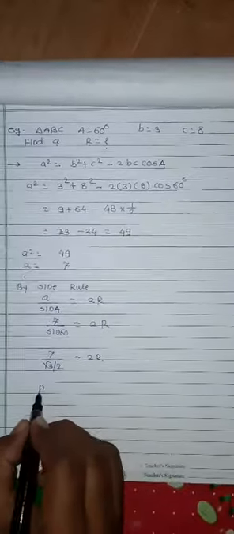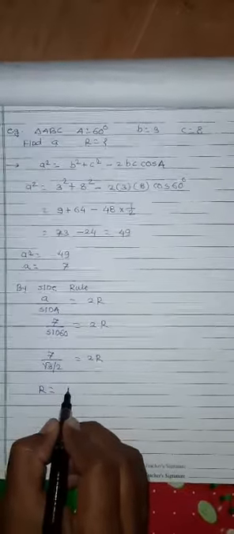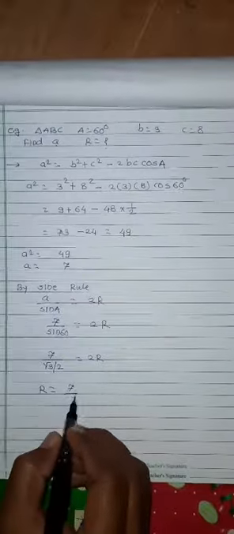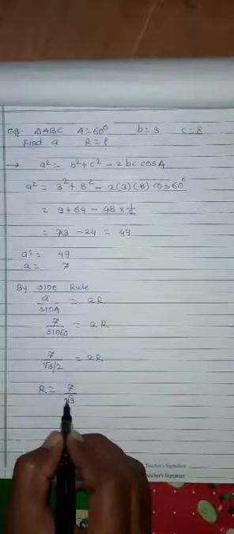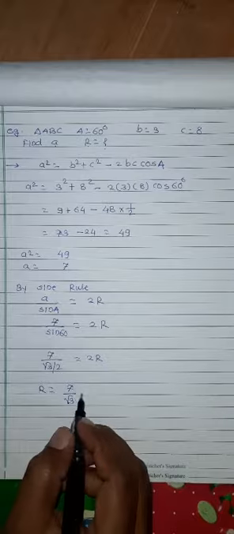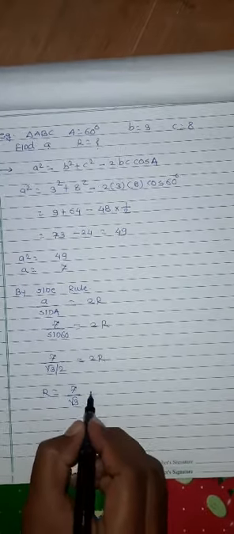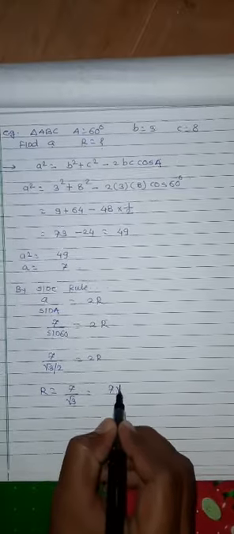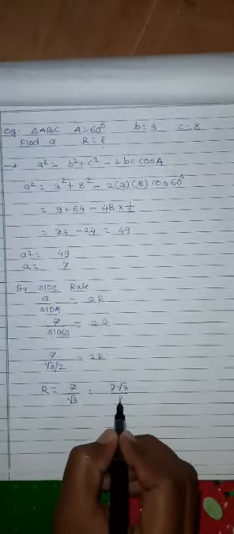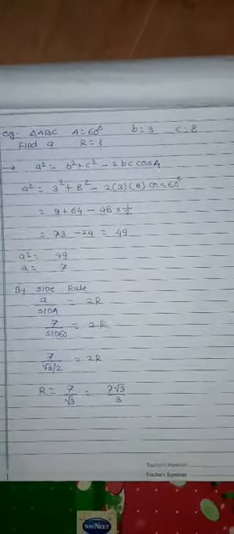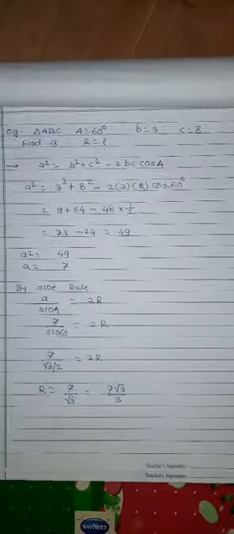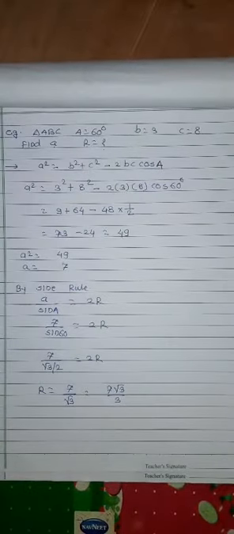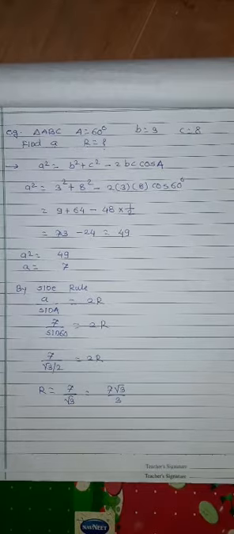Now R is equal to 7 upon root 3, which can also be written as 7 root 3 divided by 3 like this. This is useful for the sine and the cosine rule.